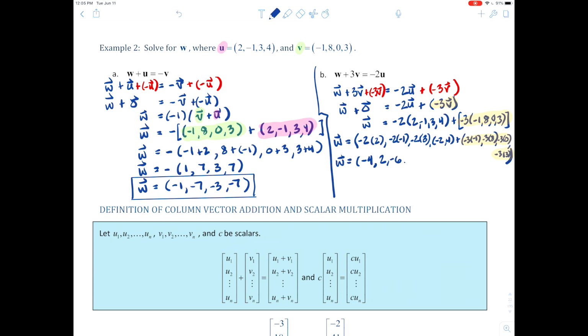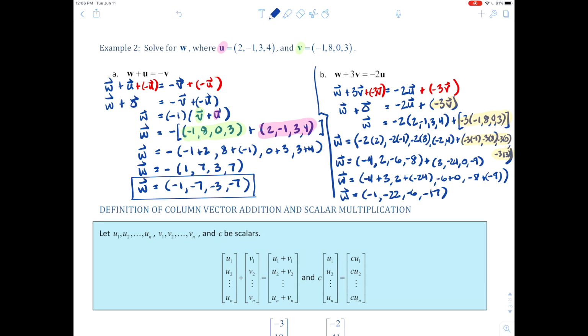plus positive 3 times the vector (negative 24, 0, and negative 9), which will give us the vector negative 4 plus 3, comma, 2 plus negative 24, comma, negative 6 plus 0, comma, and negative 8 plus negative 9, which finally is negative 1, negative 22, negative 6, and negative 17.